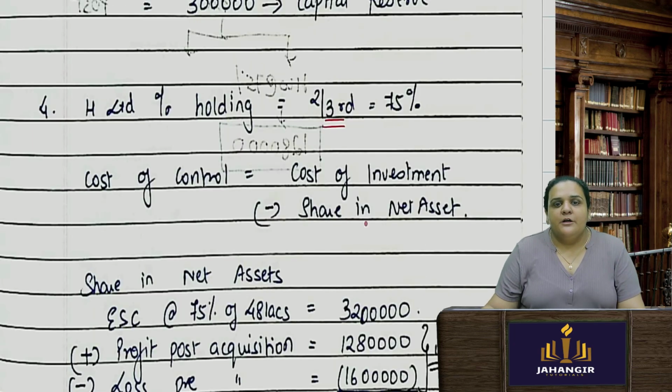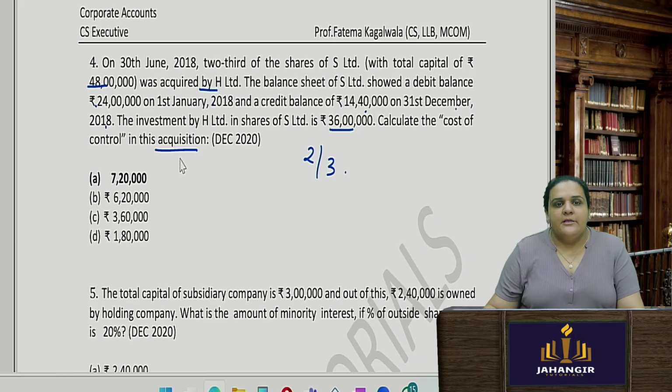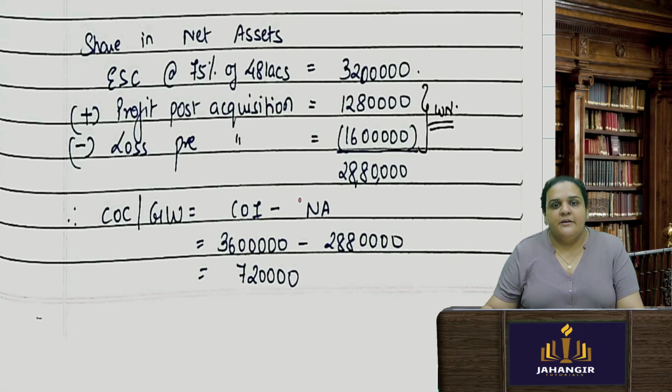Cost of control is nothing but cost of investment minus share in the net assets or shareholder items. What will be my shareholder items? First, it will be my equity share capital. Total capital is 48 lakhs into 75%, that is 32 lakhs. Then profit post acquisition minus loss pre acquisition.